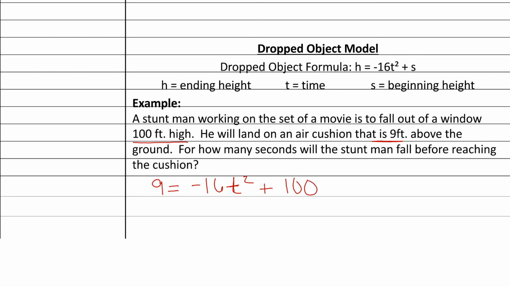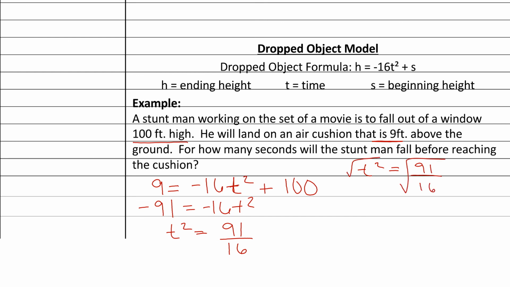Okay, I'm going to subtract 100 from both sides, and I get negative 91 equals negative 16t squared. I'm going to divide by negative 16, and I get t squared equals 91 divided by 16. They're both going to be positive because negative, negative. Now we're going to take t squared equals 91 over 16, and we're going to square root it.